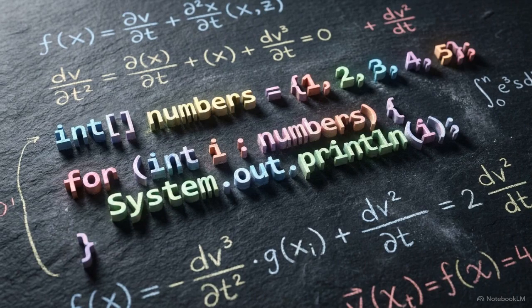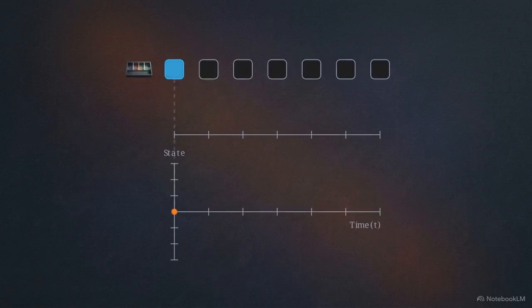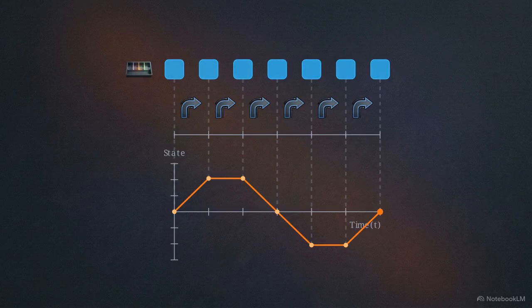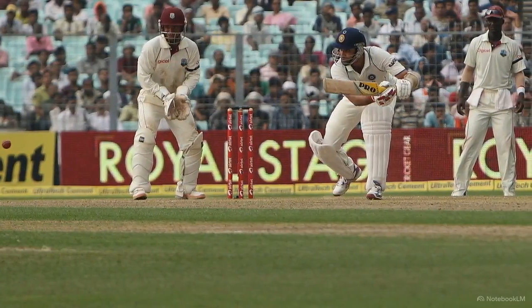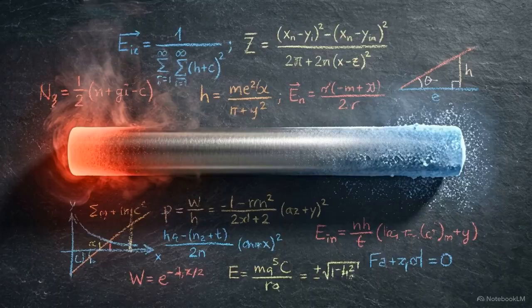A single loop handles repetition, but linking that loop to an array of equations allows us to model a system's behavior over time. We will demonstrate this by modeling two systems: the trajectory of a cricket ball hit for a 6 and the steady-state heat transfer through a metal rod.